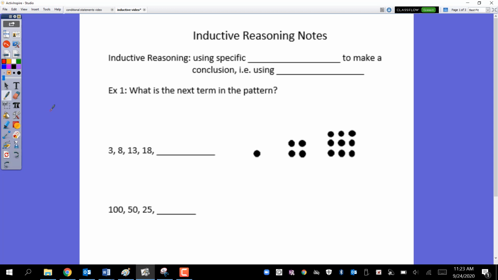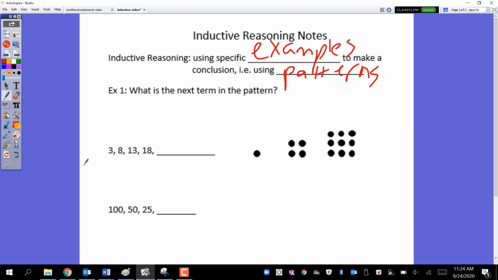So the first thing we're going to talk about is inductive reasoning, which is when you're using specific examples to make a conclusion, aka you're using patterns. A lot of this part is you have to figure out what the pattern is and then do the pattern to get the next thing. Okay, so an example one, it says, what is the next term in the pattern? There's a couple different patterns we could be talking about. We could be talking about number patterns, or we could be talking about picture patterns.